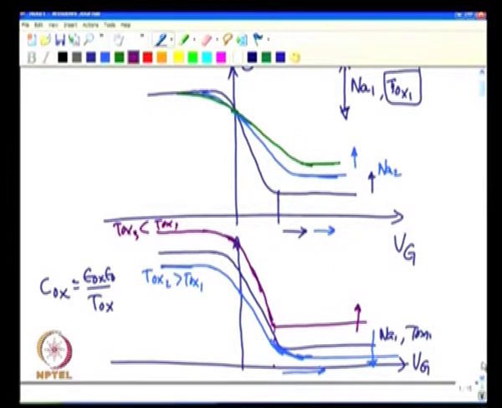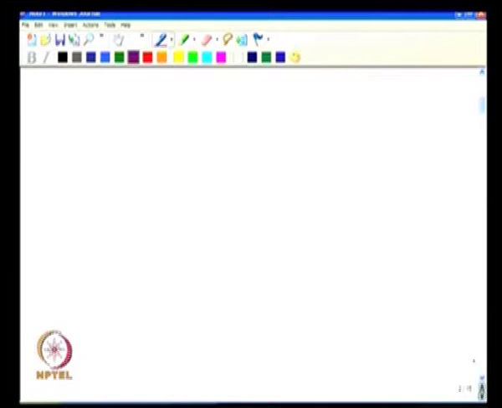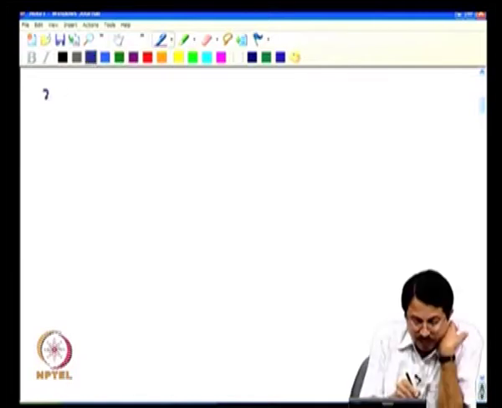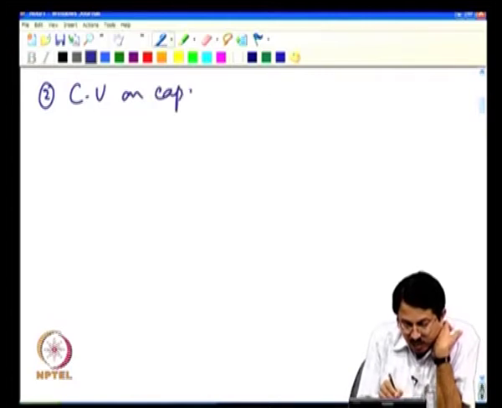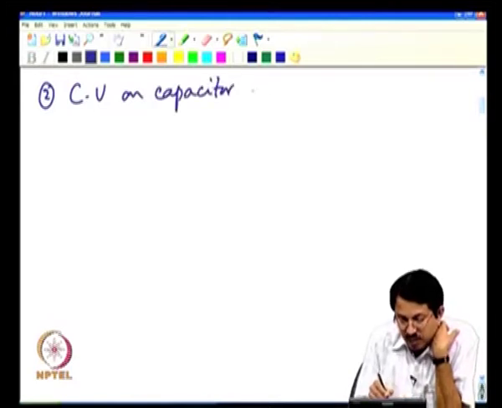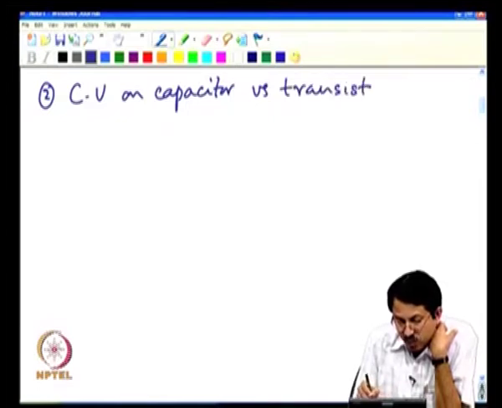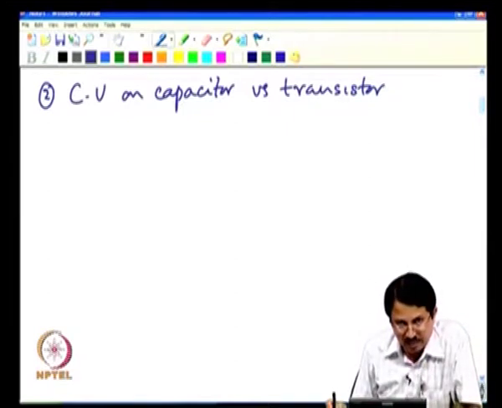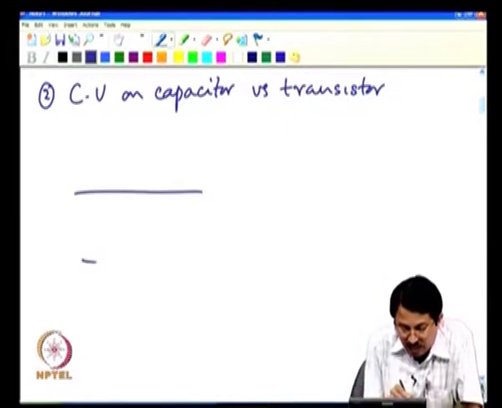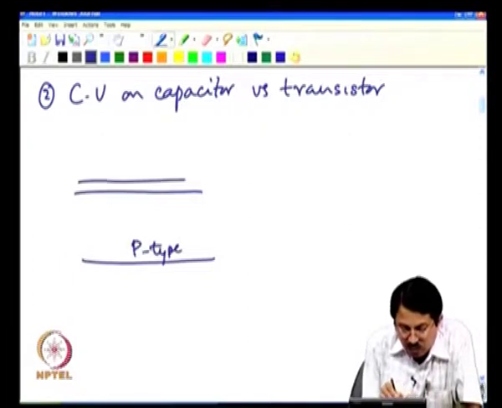Now, one other point that I wanted to discuss is CV. We have been talking about MOS capacitors, but we also build transistors using these. So, is there any difference in CV of a capacitor device and a transistor device? In other words, the question that I am asking here is that you have a p type substrate, let us say you have oxide, and you have essentially built an electrode here which is your gate.